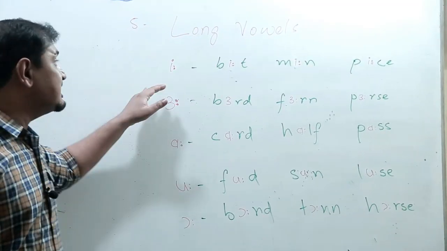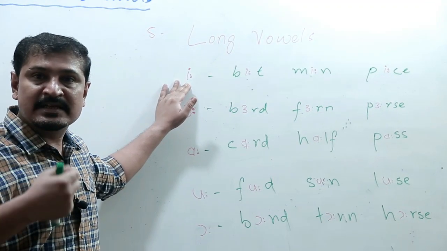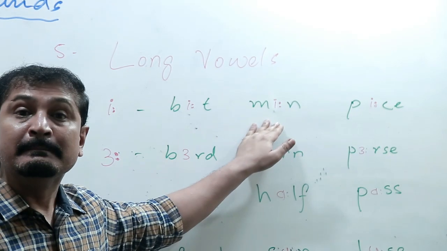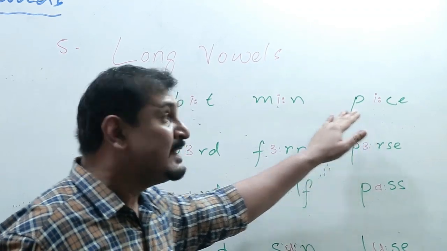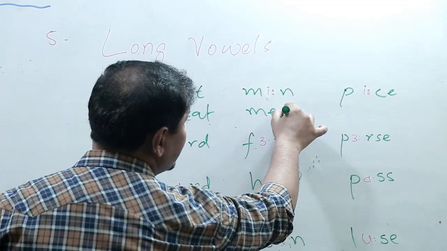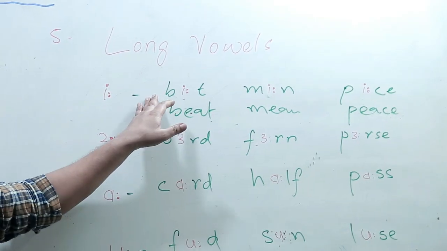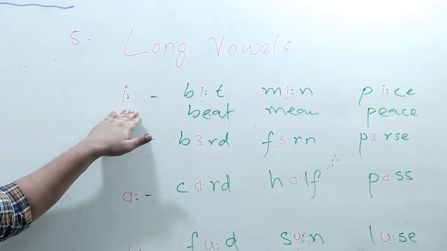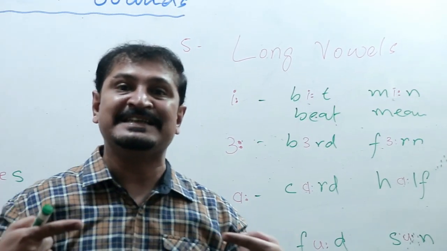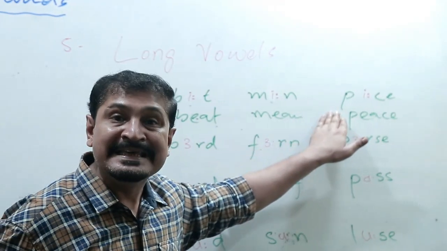The first long vowel is E. You have to express your teeth like this, like a smile. E, and the words are beat, mean, peace. As a spelling, if you write it, it will be beat, mean, and peace. I have just transcribed the particular vowel sound, that is the E sound, when you have to stretch your teeth, just the way we say cheese. Beat, mean, peace.